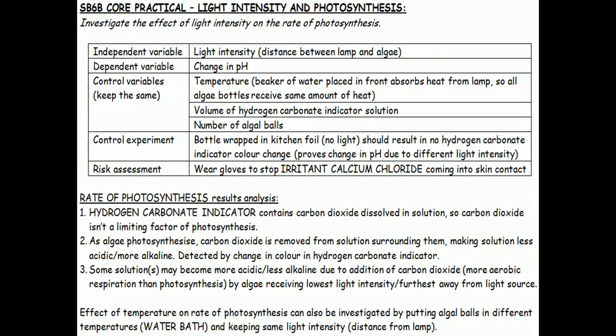So here the independent variable is light intensity, the dependent variable is the change in pH, which is measured using the hydrogen carbonate indicator solution. Any control variable could include things like temperature, or the volume of hydrogen carbonate indicator solution, or the number of algae balls that are used. As mentioned, the control experiment would be wrapping a solution in foil so it doesn't receive any light, so you're expecting no change in color.